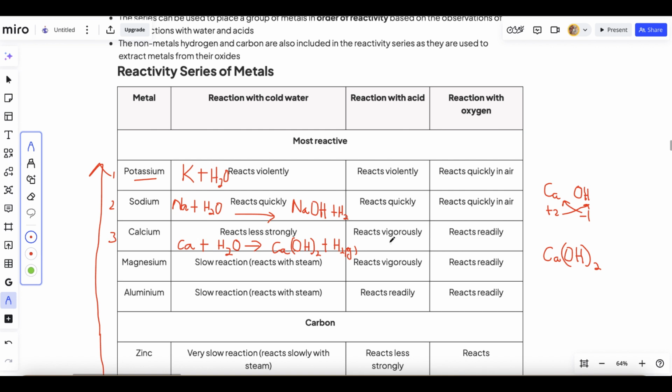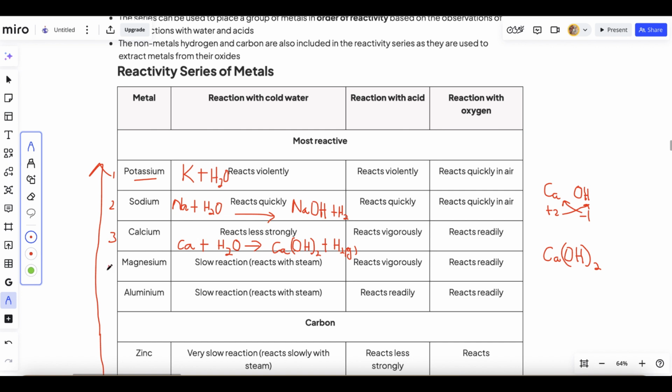It depends on the acid you react with; that determines the kind of salt that will be produced, and hydrogen gas. So it produces salt and hydrogen gas. Is that okay? Then when you react with oxygen, it forms calcium oxide very readily, very fast, very quickly. Is that okay? Now we'll go to magnesium, number 4.